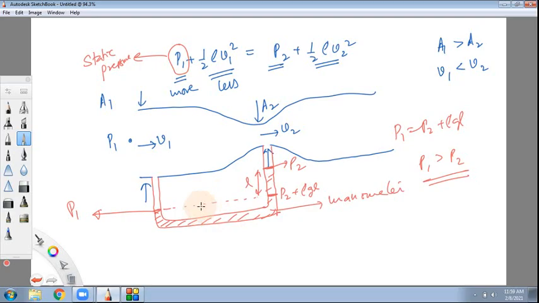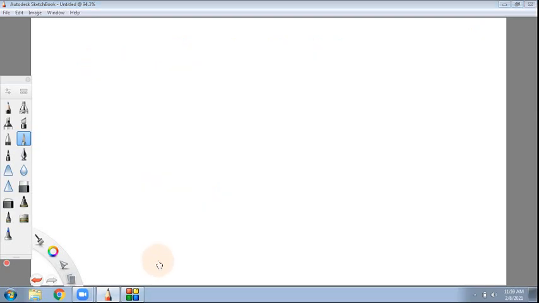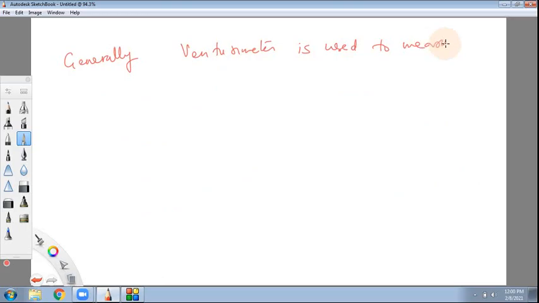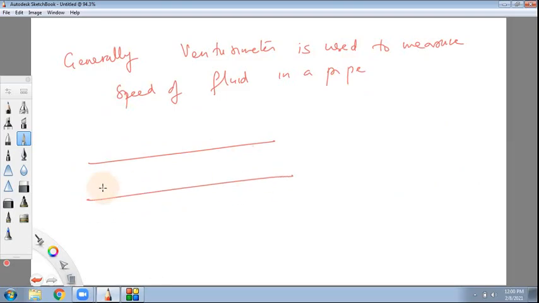Okay, now generally venturi meter is used to measure speed of fluid in a pipe. For example, suppose there is a pipe which is carrying certain fluid and you want to measure the speed of the fluid in the pipe.